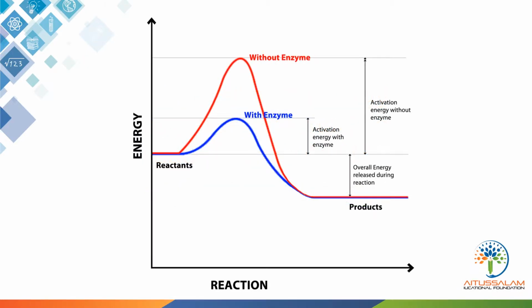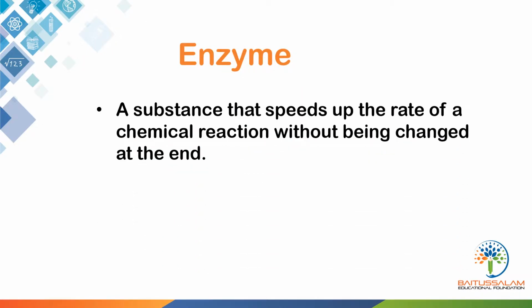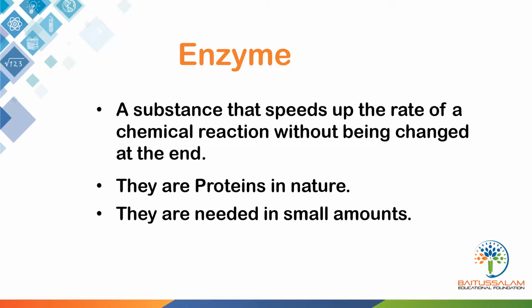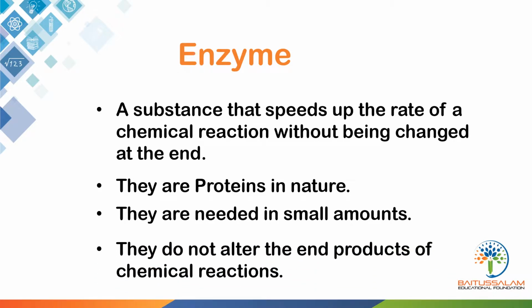The diagram shows the activation energy required for the reaction without the enzyme is higher, as shown by the red line, and the activation energy is lowered significantly for the reaction with the enzyme, as indicated by the blue line. A catalyst is a substance that speeds up the rate of a chemical reaction without being changed at the end. Enzymes are proteins in nature. They are needed in small amounts. They do not alter the end products of chemical reactions.